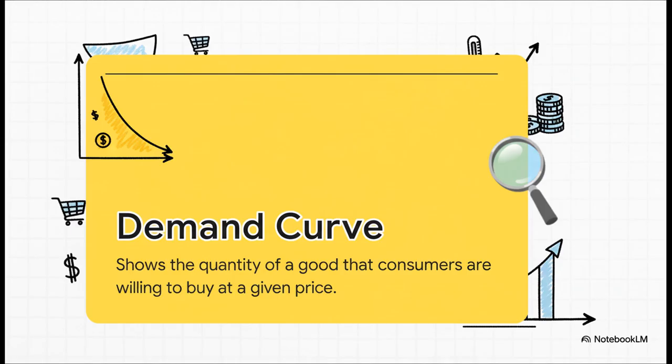The law of demand is super intuitive. You already know this. When the price of something goes up, we generally want to buy less of it, right? So as the price falls, the amount people are willing to buy goes up. And that's why the demand curve always slopes downward.